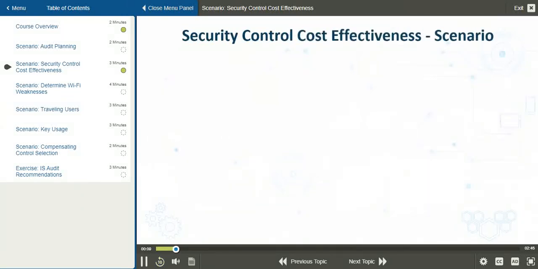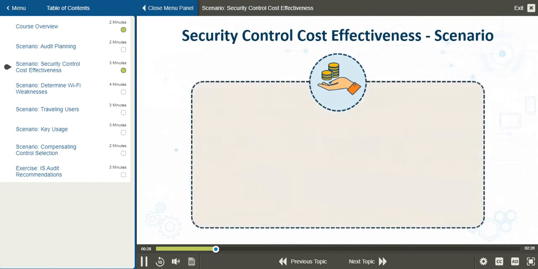The IS audit process involves looking at the risk to assets that have value to an organization and the security controls that mitigate those threats to make sure that they're effective and efficient and that they meet control objectives. In this scenario, we're going to focus on security control cost effectiveness.